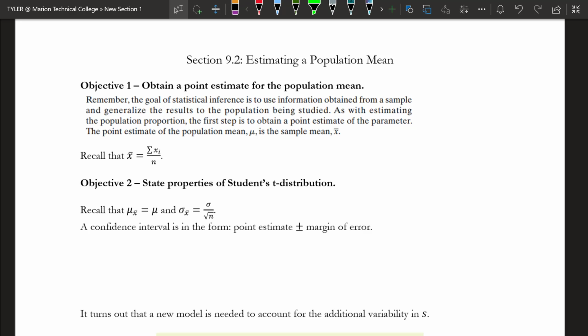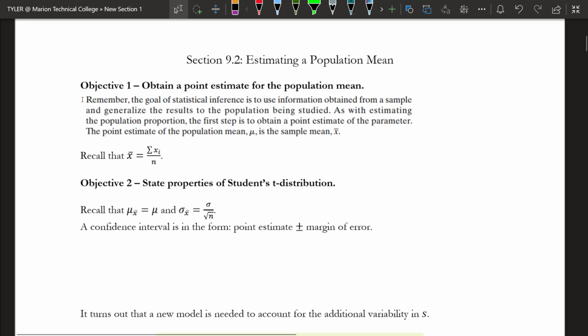Hi, so this video is going to cover section 9.2, estimating a population mean. In section 9.1, we already looked at estimating a population proportion and laid down the general idea for calculating a confidence interval and what a confidence interval is. So we want to build upon that, but look at population means now. And there will be some subtle differences when looking at population means because they do act a little differently.